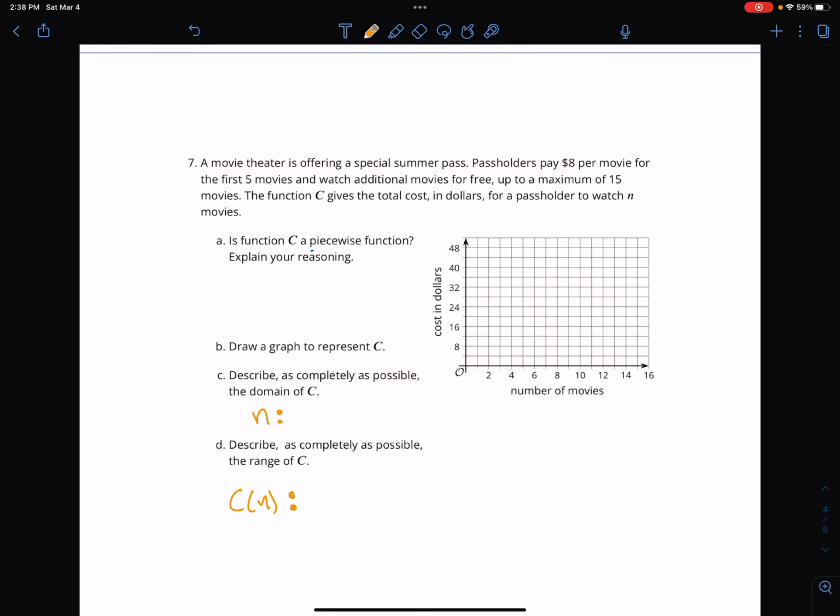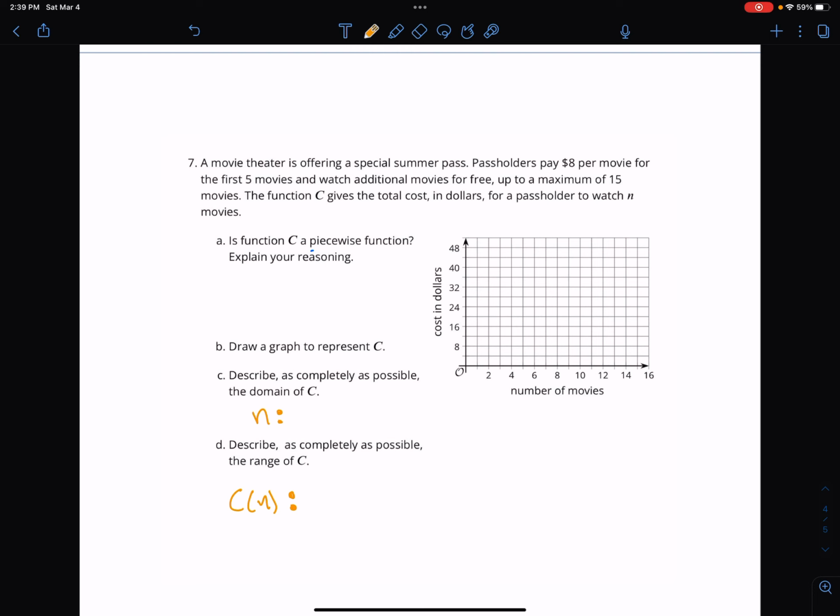Oh yeah, we made it to the last question. Here we go, number 7. All right, we got a movie theater. It's offering a special summer pass. Pass holders pay $8 per movie for the first 5 movies.